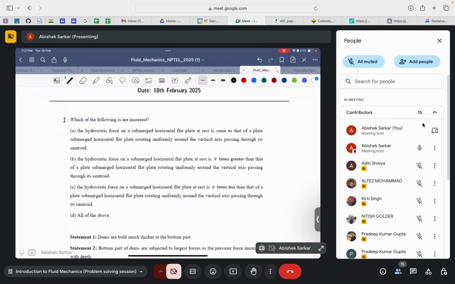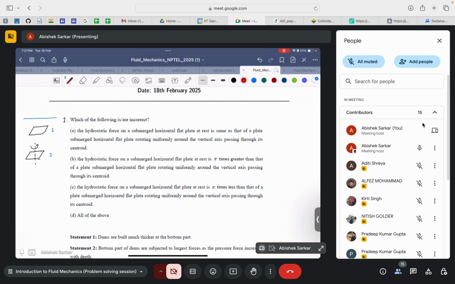Okay, it's quite an extensive sentence, so let me try to simplify it for you. They're saying that if a flat plate is placed like this, submerged in a fluid, that's the first case. And the second case is if you're rotating this flat plate with respect to this vertical axis, that is case 2. So they're asking whether the hydrostatic force that acts in these two cases is the same. The first statement says that the hydrostatic force in these two scenarios is the same.